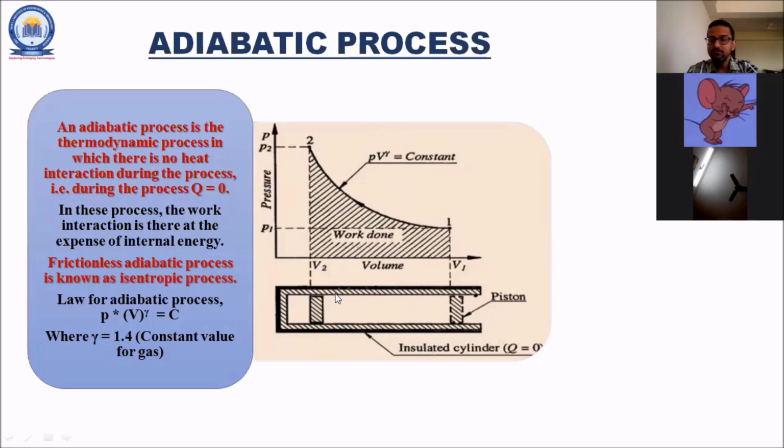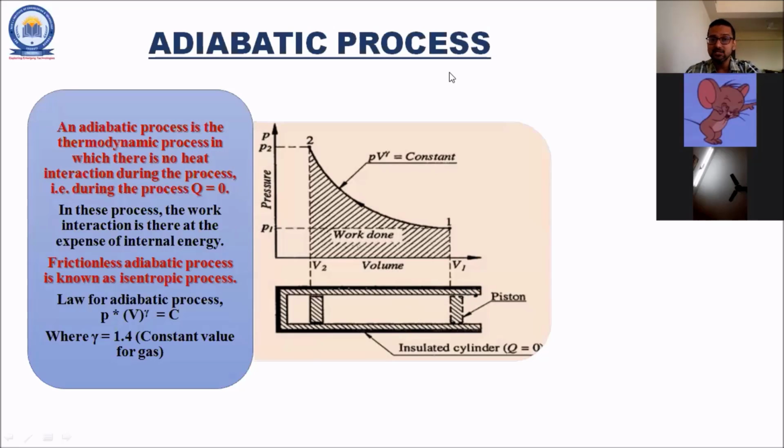Below the diagram, we see one cylinder containing a piston, but the cylinder is completely insulated from all sides. Because of this insulation, we can understand that there is no heat interaction. So these are some of the important and basic concepts related to the adiabatic process.